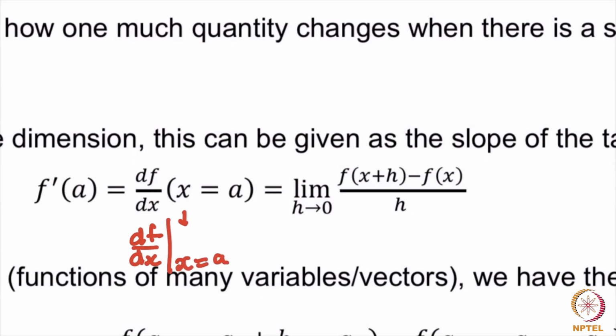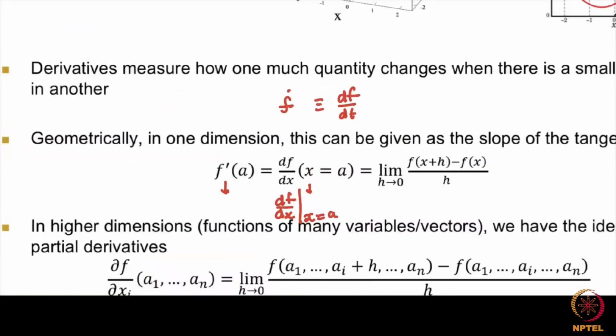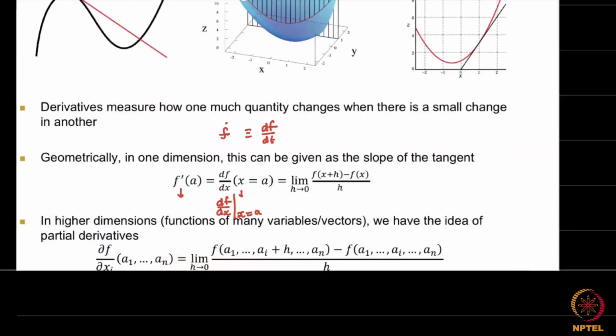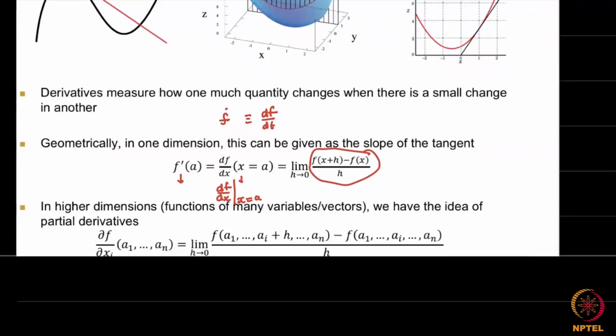So this is another possibility that you would have seen from your school days. Another possibility is to write it this way, f prime a. In case you take time, then we use things like f dot. It just denotes derivative with respect to time. Mathematically, it is just this limit of f of x plus h minus f of x as h goes to 0.